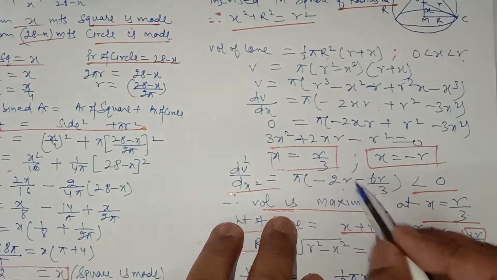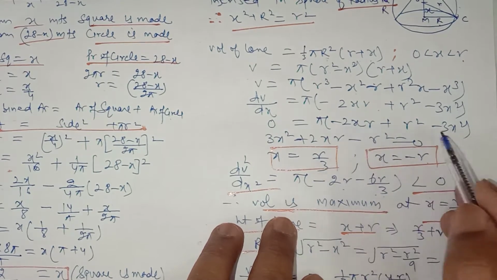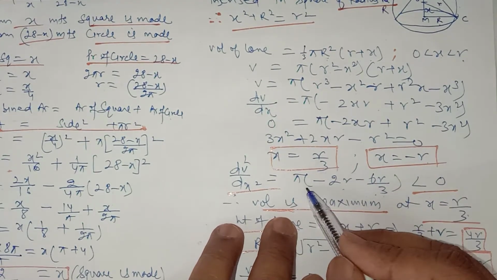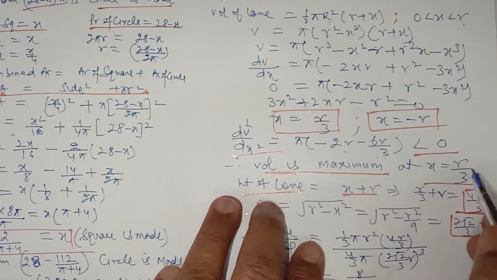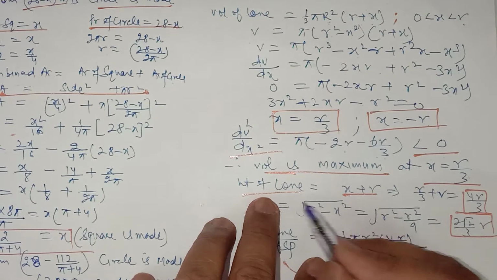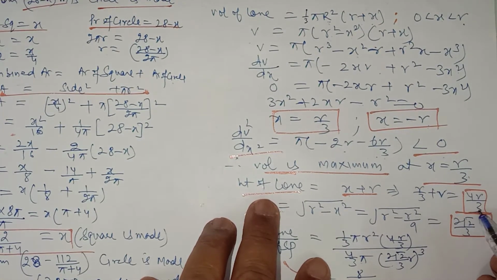When you put the value of x equal to r upon 3 here, you will get the second derivative as negative. So the volume is maximum at x equal to r upon 3. Now the height of the cone is x plus r. Now the value of x is r upon 3, so the height comes out to be 4r upon 3.